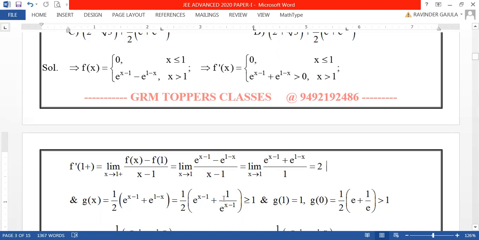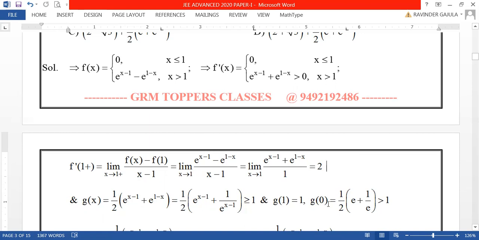But the sum of a positive value and its reciprocal will always be greater than or equal to 2. When this is greater than or equal to 2, into 1 by 2, it is greater than or equal to 1, according to AM greater than or equal to GM. So g of x will always be greater than or equal to 1. And what is g of 1? G of 1 will be 1 here. Substituting 1 here, e power 0 plus e power 0 is 1. So g of 1 is 1. And what is g of 0?